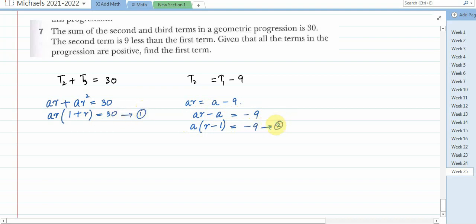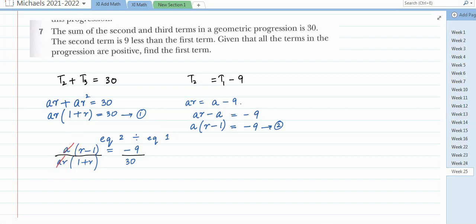We need to simplify these two equations with the same method. We need to divide them: equation 2 divided by equation 1. Equation 2 is a times (r minus 1) equals minus 9. Equation 1 is ar(1 plus r) equals 30. What are we doing? We are dividing them. Why are we dividing them? So the first variable can cancel easily.